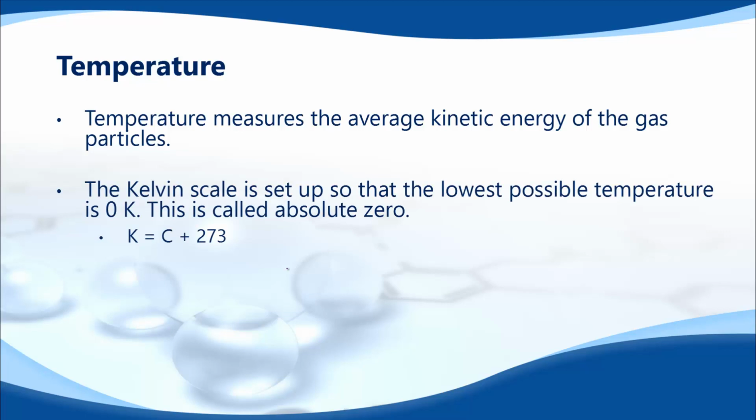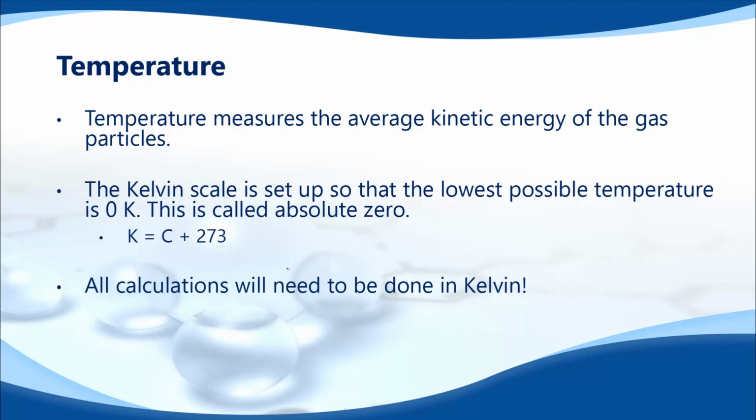The reason why is because Kelvin's set up with the lowest possible temperature being at 0. As it turns out, negative numbers really don't play well with gas law equations, so we can't use Celsius, especially when we're talking about things at low temperature. So we need to use Kelvin. The conversion is simple though, just add 273. Right? And again, all of our calculations will need to be done this way.